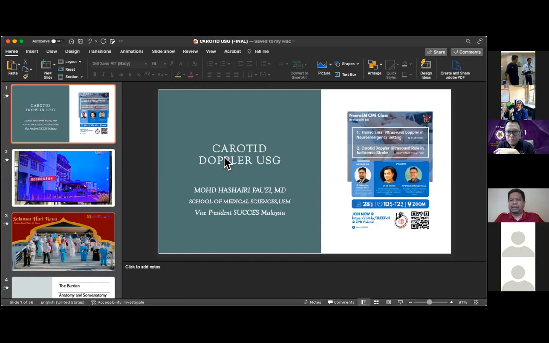I can see Dr. Ashraf is raising his hand. Okay, Dr. Ashraf. Thank you, Dr. Hashairie, for the very good lecture. Maybe I can share. In certain developed countries, there are two paradigms. One is the TIA fast referral model, but I think in Malaysia we are the second version, where patients usually are admitted or come to ED and do all the imaging. Totally agree with you. It is very difficult to get imaging like CTA. Carotid Doppler is very, very relevant.